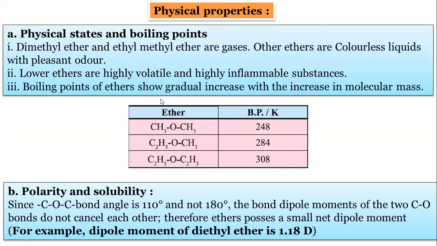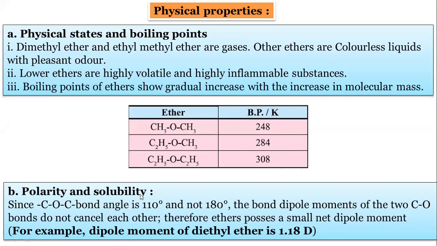The boiling point of ethers shows a gradual increase with the increase in molecular mass. See here, the boiling points are increasing. This is dimethyl ether, this is ethyl methyl ether, and this is diethyl ether. See, the boiling point is increasing because the molecular mass is increasing.